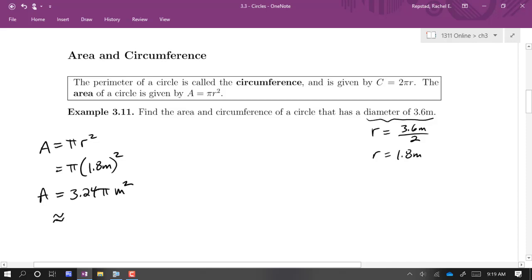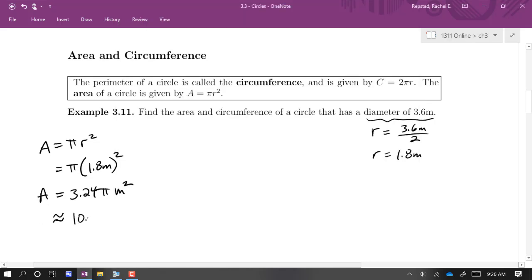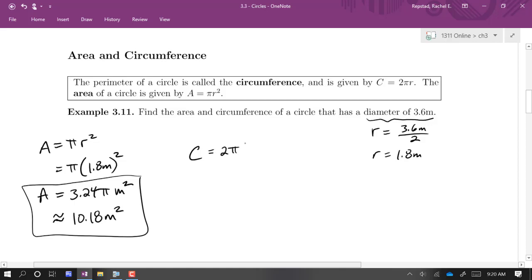And then I can approximate on the calculator and get 10.18 square meters approximately. For the circumference, the circumference is 2 pi r, so that's 2 pi times 1.8 meters.